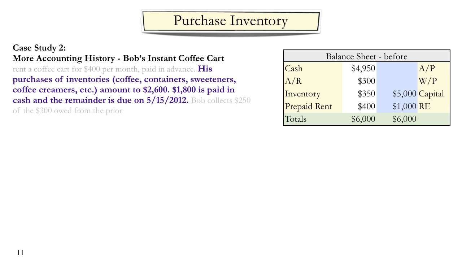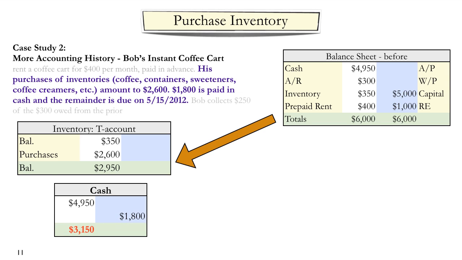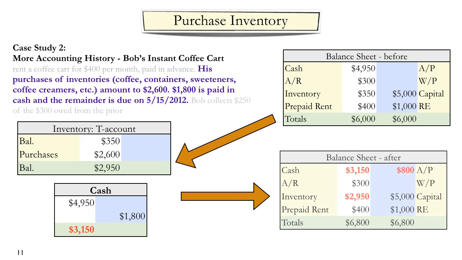Let's look at how this transaction affects the balance sheet. We'll start off with the balance sheet before the transaction. Then we will record the transaction, in which case you can see the adjustments to both the inventory T account and to the cash account. And then we can prepare a revised balance sheet. Notice how the balance sheet has changed. There's been a reduction in cash from $4,950 to $3,150, an increase in inventory, and an increase in accounts payable.